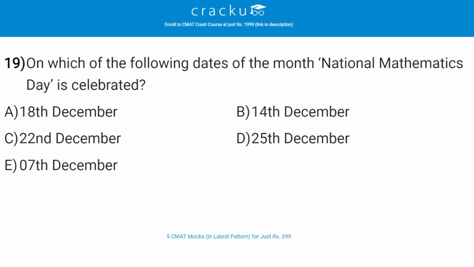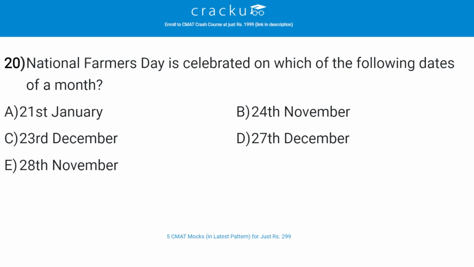On which of the following dates of the month is National Mathematics Day celebrated? The correct answer is C, that is 22nd December. Let's check the next question. National Farmers Day is celebrated on which of the following dates of a month? The correct answer is C, that is 23rd December. So, Farmers Day is celebrated every year on 23rd December on the birthday of the 5th Prime Minister of India, Chaudhary Charan Singh, also a farmer leader. Let's check the next question.